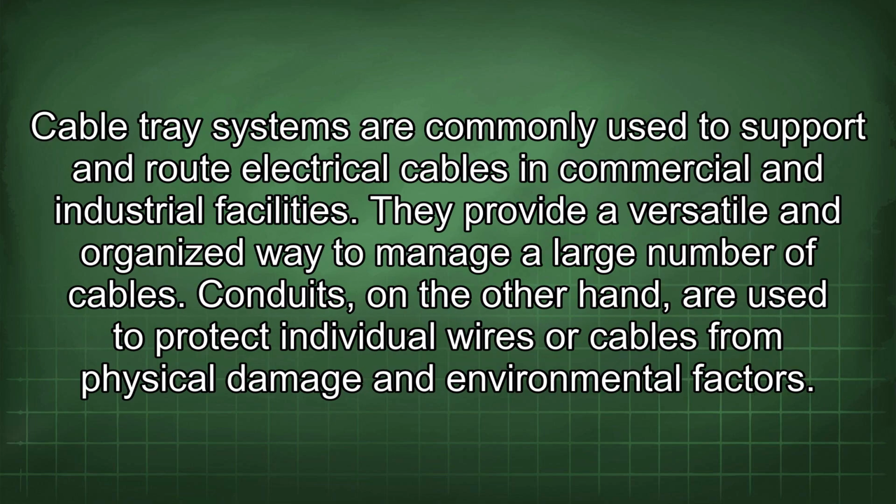Cable tray systems are commonly used to support and route electrical cables in commercial and industrial facilities. They provide a versatile and organized way to manage a large number of cables. Conduits, on the other hand, are used to protect individual wires or cables from physical damage and environmental factors.